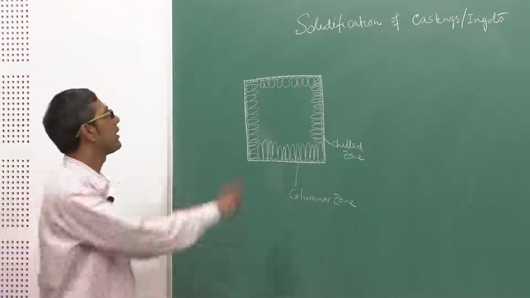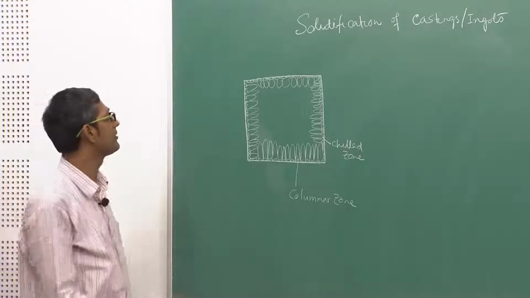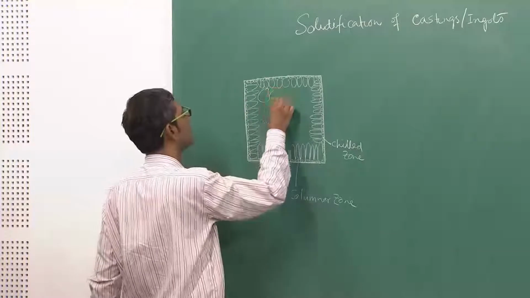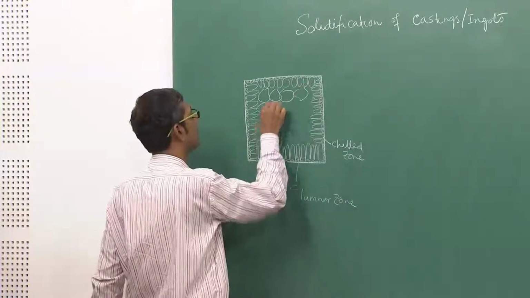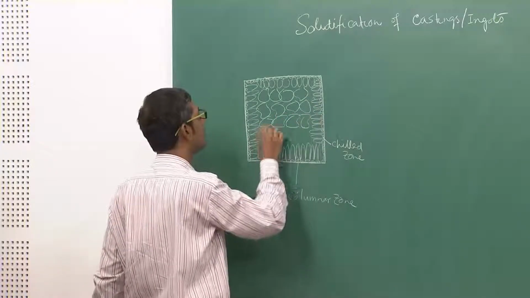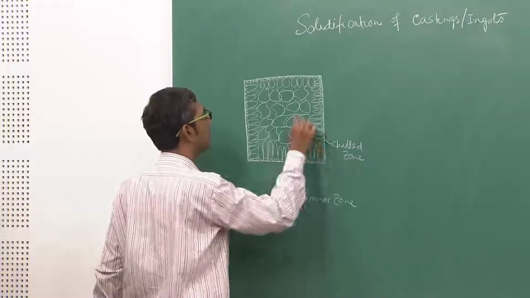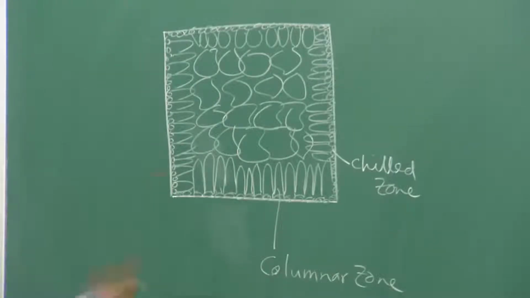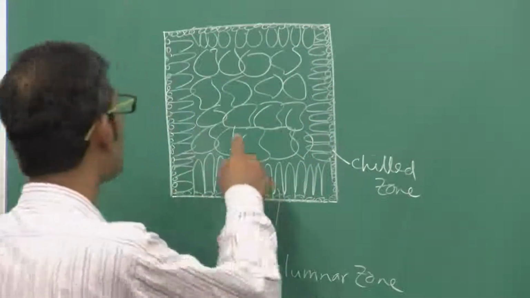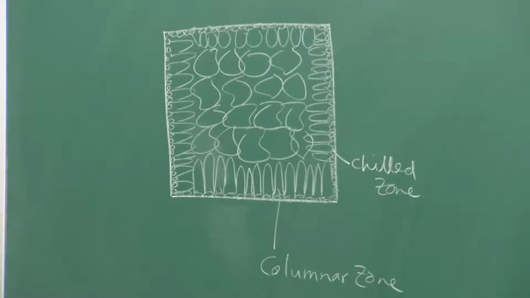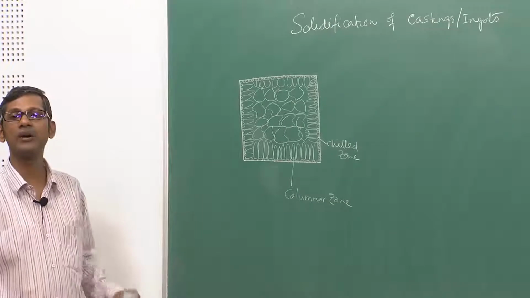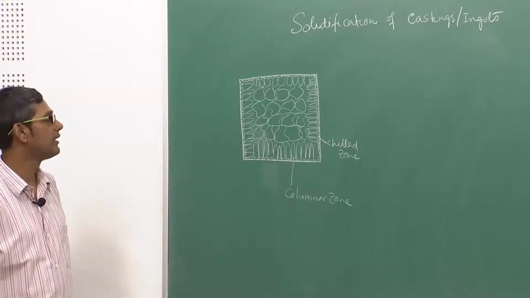Now, finally, whatever liquid is left over in the central part, it will solidify like equiaxed grains. Why? That is easy to understand also. As I have shown you, for the equiaxed crystals to grow, the temperature gradient from the solid to liquid must be negative. Correct. Why? Because they require very large undercooling in the liquid.